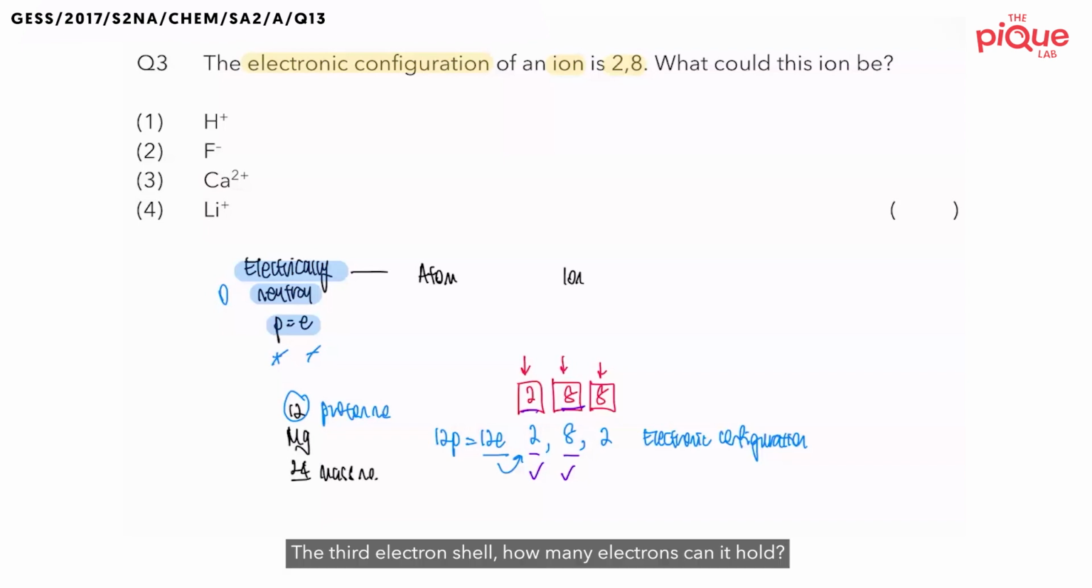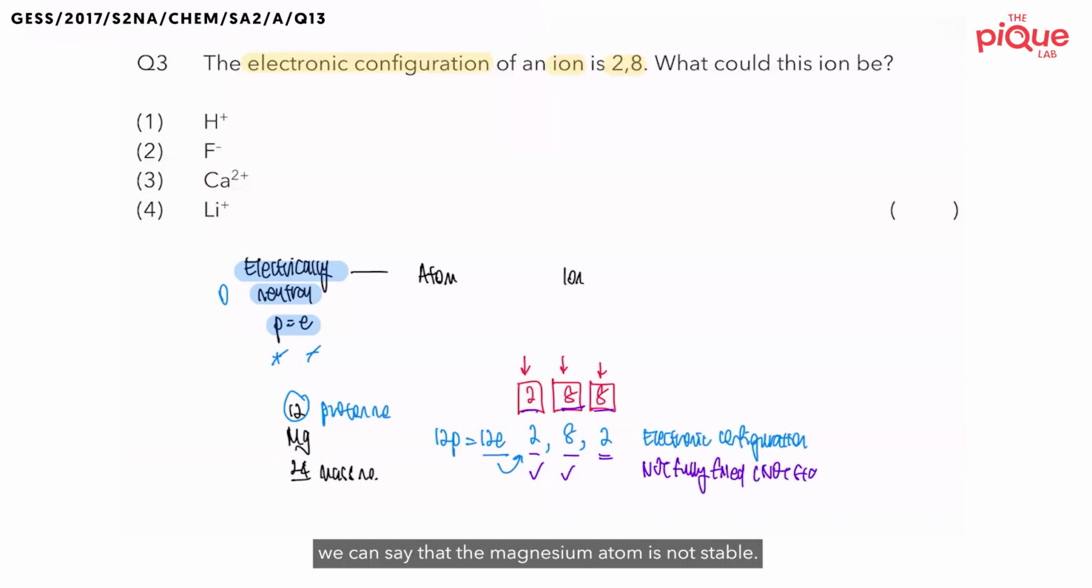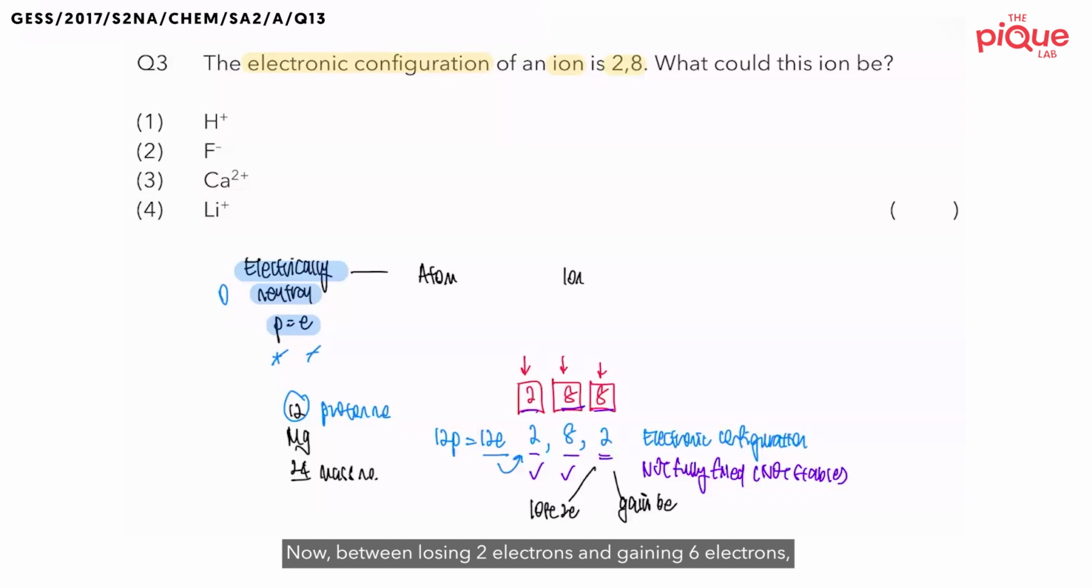The third electron shell, how many electrons can it hold? It can hold 8 electrons, but I have only put in 2 electrons, which means that the third electron shell is not fully filled. In other words, we can say that the magnesium atom is not stable. Now, what do you think the magnesium atom can do to become stable? There are 2 options. What are the 2 options? It can either lose 2 electrons or gain 6 electrons. Now, between losing 2 electrons and gaining 6 electrons, which one do you think is easier for the magnesium atom to do?